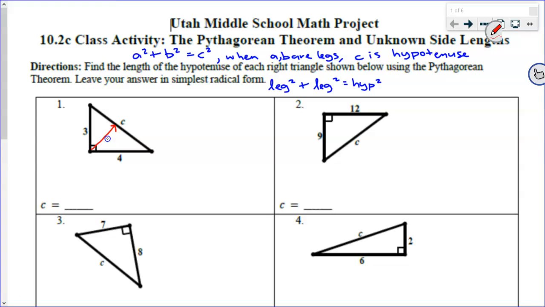Not quite. It doesn't take 2 legs to make a hypotenuse, but it does take 2 legs to make the right angle. And that's how we define which ones are legs and which ones are hypotenuses, which ones are forming that right angle.